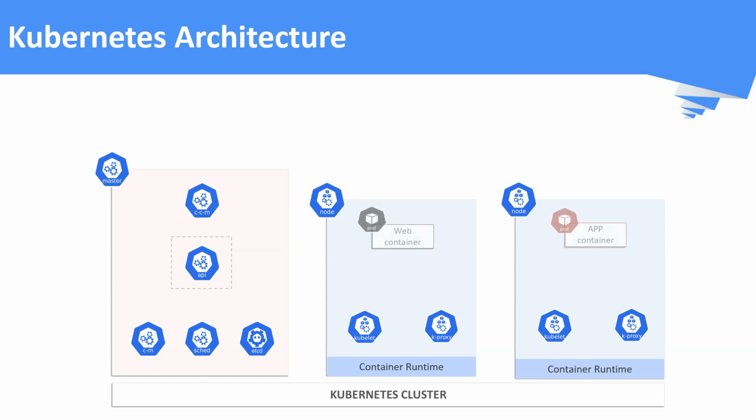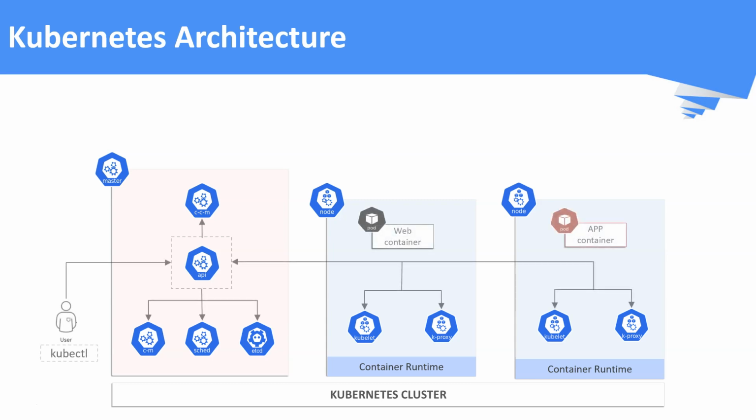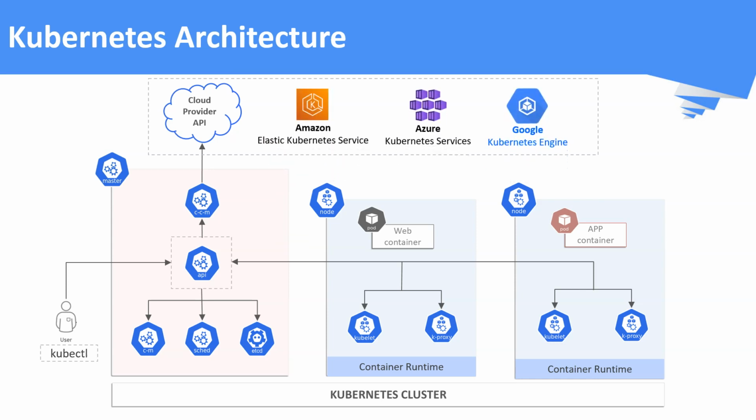All the communication in and out of the Kubernetes cluster is governed by the API server. The optional component, the Cloud Controller Manager, provides an integration with the cloud service providers. To name some, AWS, Azure, and GCP are the prominent ones. We will discuss these components a bit more in the upcoming slides.